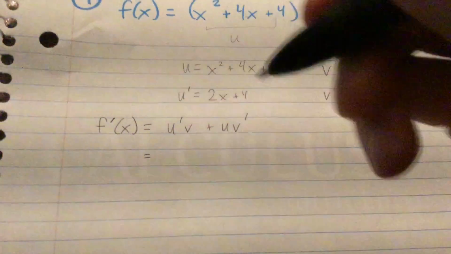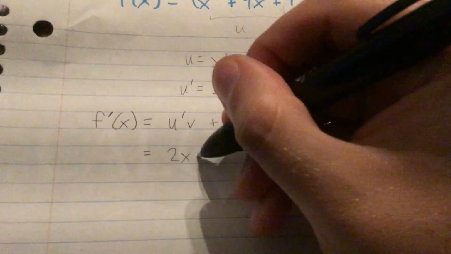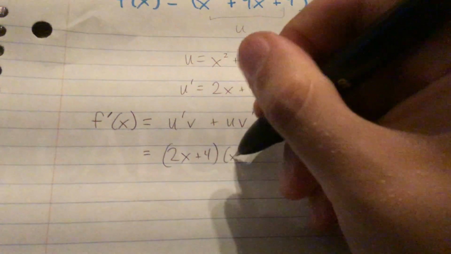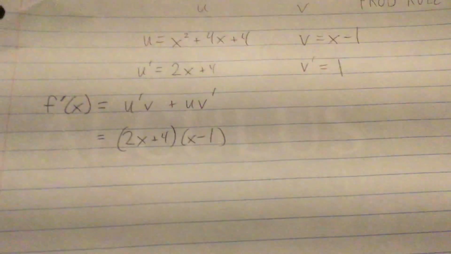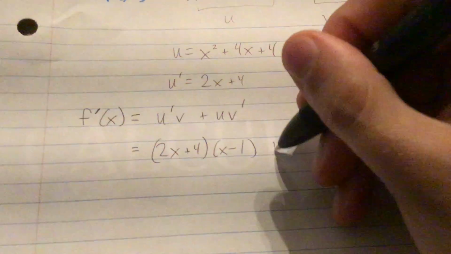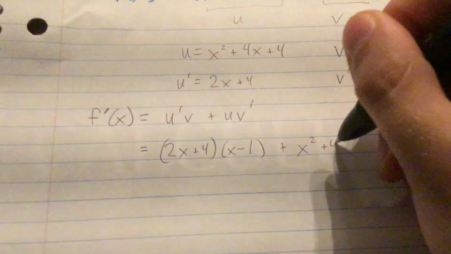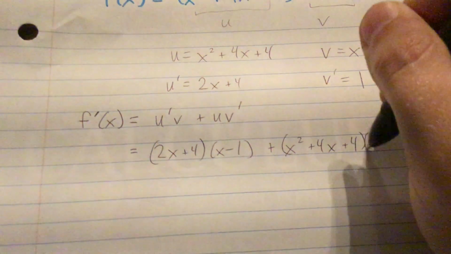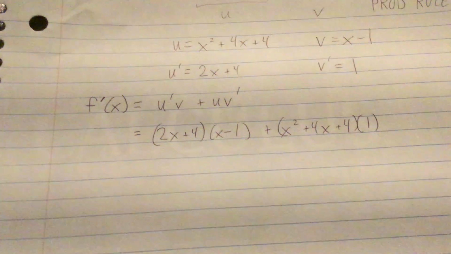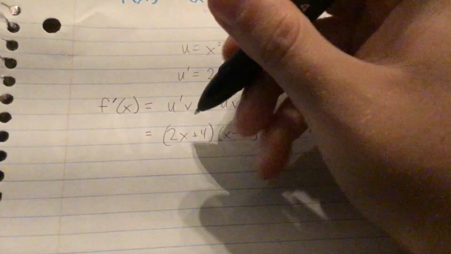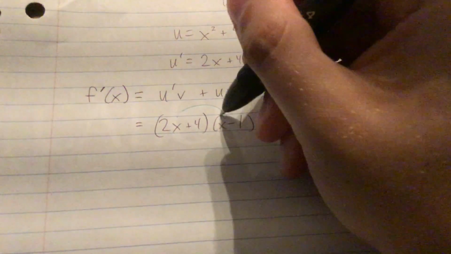So now, we've got 2x plus 4 times v, which is x minus 1, and I think I'm going to have to FOIL this out. All right, plus u, which is x squared plus 4x plus 4, times v prime, which is 1. Okay, so I'm going to get a little bit exhausted, but no worries. I've got colors.